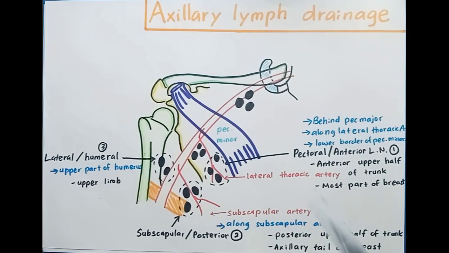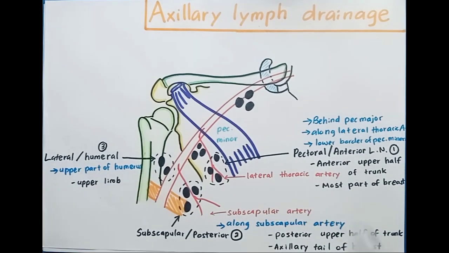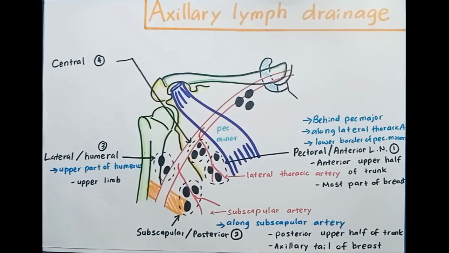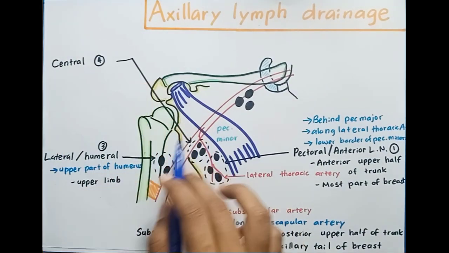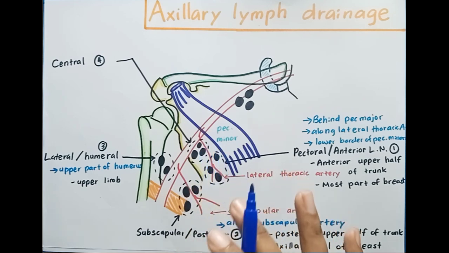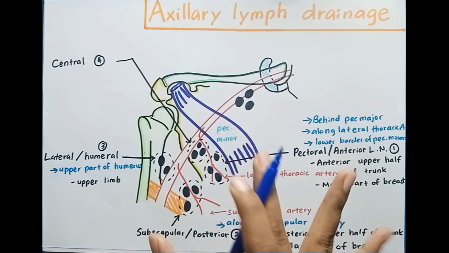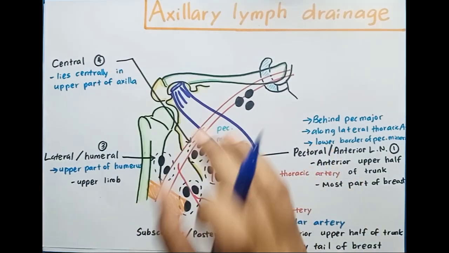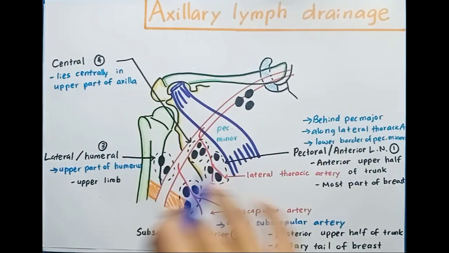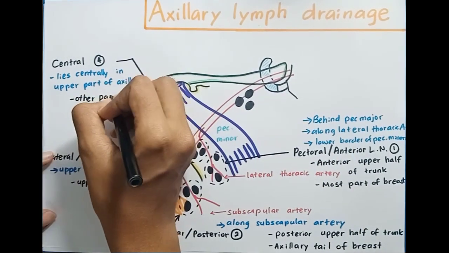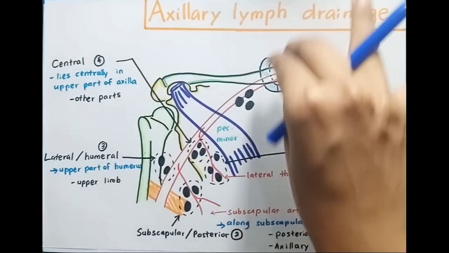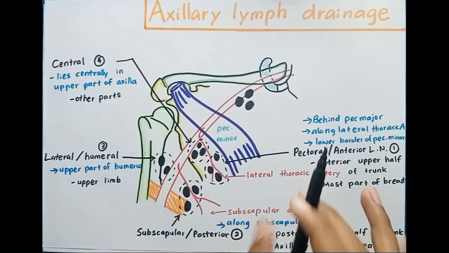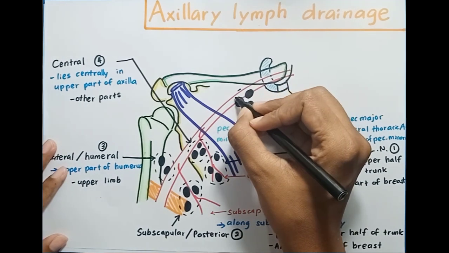Now let's move to the fourth group of lymph nodes, that is central group. So this central group lies centrally and in the upper part of axilla. So this group drains lymph from the other parts and then it drains into this group. So now let's go to the last group. Here you can see it.